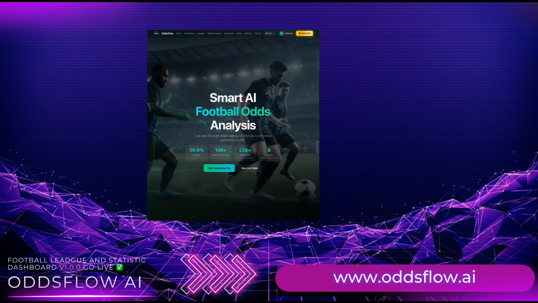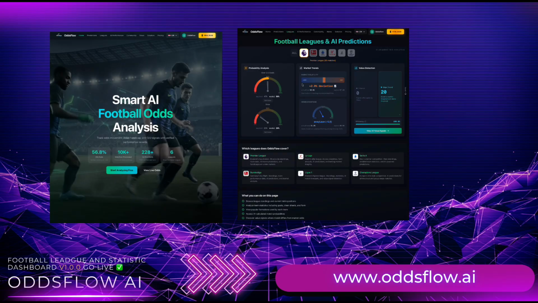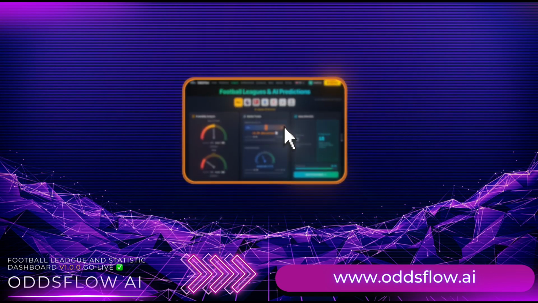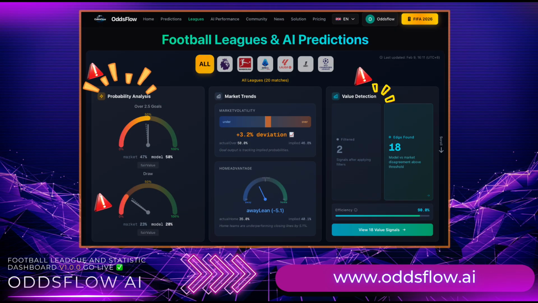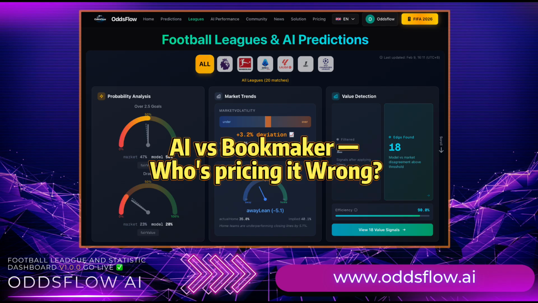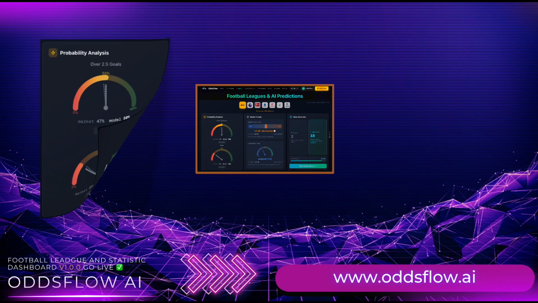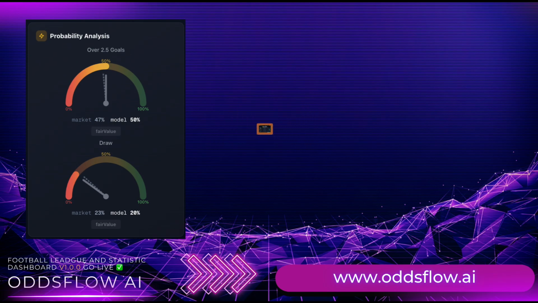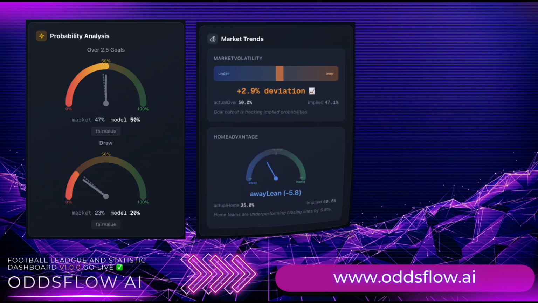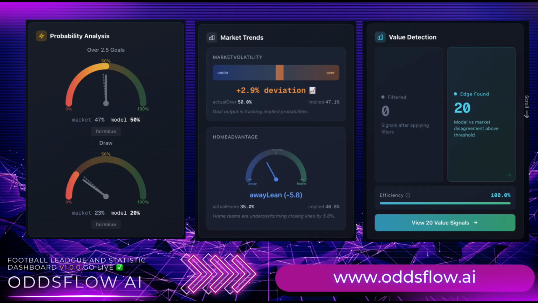Today, I want you to imagine this dashboard as a live arena. On the left, the bookmaker pricing matches with odds. On the right, our AI recalculating what the probabilities should be. And the entire goal is simple. When the market is slightly wrong, that gap is called edge. No hype, just logs. Let's break this screen into three parts: probability, league trends, and value detection.